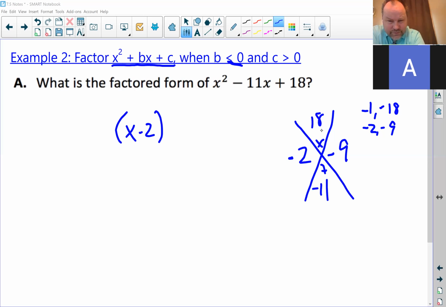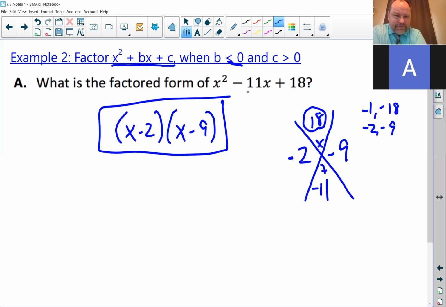So I always look for numbers that multiply to the 18 first, because there are a lot of numbers that add to -11 but don't multiply to 18. There aren't nearly as many numbers that multiply to 18 that don't add to -11. As a matter of fact, there's only one other pair. It would have been -3 and -6.